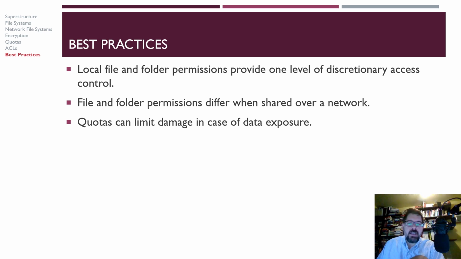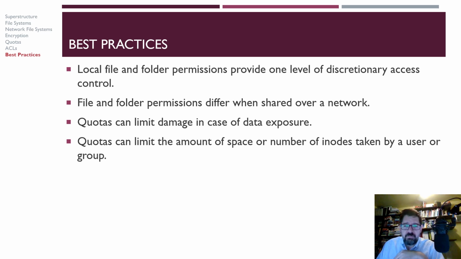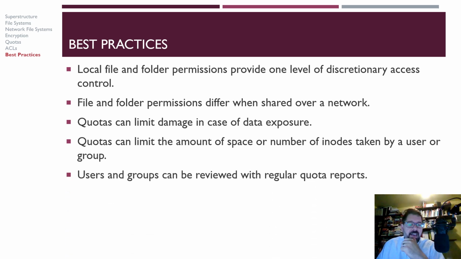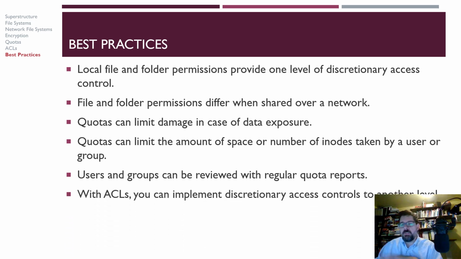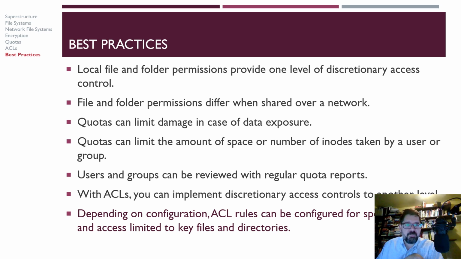We can use quotas to limit damage in case of data exposure, limit the amount of space or the number of inodes that a user can take up, right? We learned about inodes with our links, right? Users and groups can be reviewed regularly with their quota reports and see if anybody's getting close to using up all their space. And of course, with ACLs we can get a little bit more granular control over access control. All right, so that's basically the content for this unit.